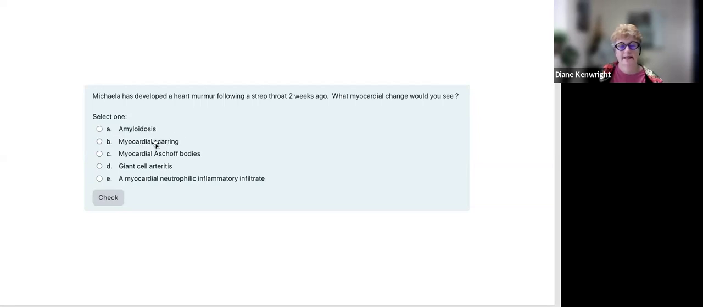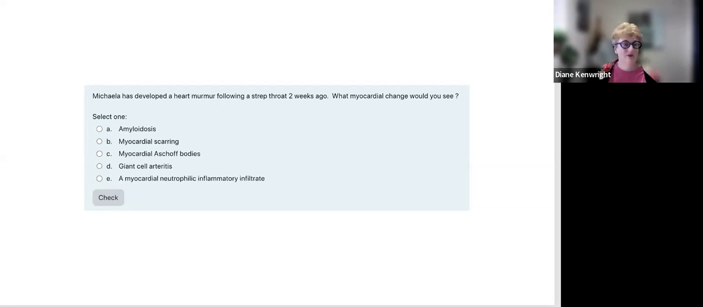This is due to MI usually. Giant cell arteritis, no, this is a disease that happens in old people that inflames the temporal arteries most often. It's a type 4 immune reaction, but we don't understand what triggers it. And of course, a myocardial neutrophilic inflammatory infiltrate would happen after an MI. Okay, so that was your quick revision of rheumatic fever.